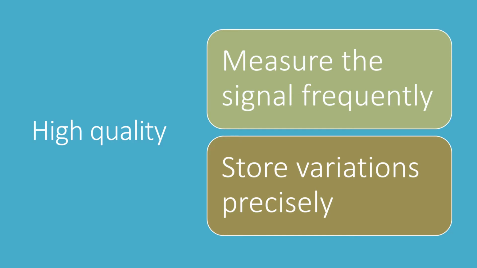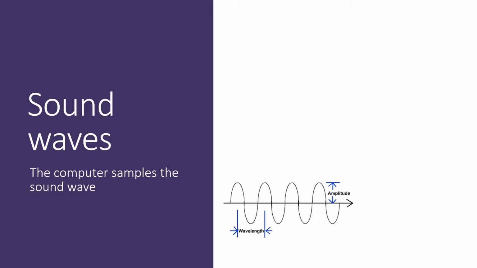The more often that analog signal is sampled, and the more accurately the level of the signal is recorded, the higher quality our input will be. And we can notice this, for instance, with music or with images or film, that if we store them at a higher quality, we get a better signal, but our file size is larger.